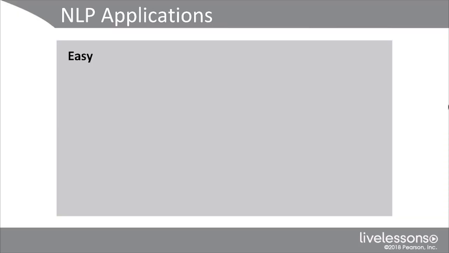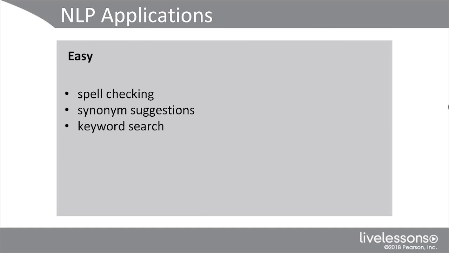In this section, I'll go over some specific common natural language processing applications and highlight the ones that are best suited to deep learning approaches. So we'll start with the easy category. Spell checking is pretty easy to do. Synonym suggestions, keyword search. These simple NLP tasks can be fairly straightforwardly solved with deterministic, rules-based code using, say, reference dictionaries or thesauri. Deep learning approaches are unnecessarily advanced for solving them, and we won't be discussing these easy applications any further in these live lessons.